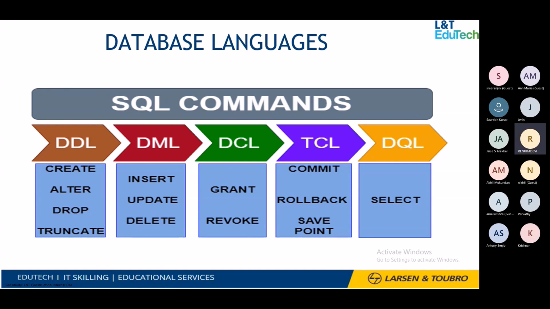The next one is about the grant and revoke commands, which are DCL commands, data control language. In data control language, we use grant for granting the permission and revoke for revoking the permission. And similarly we have TCL commands, that is, transaction control language.